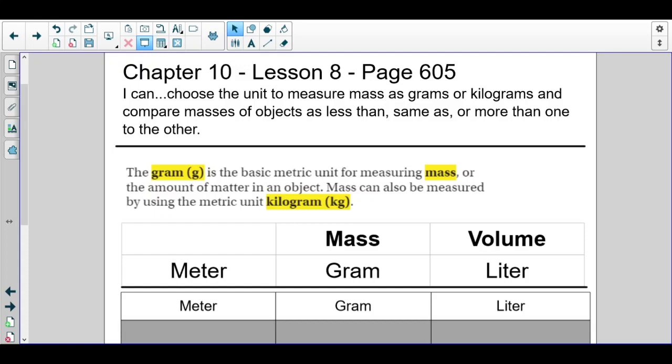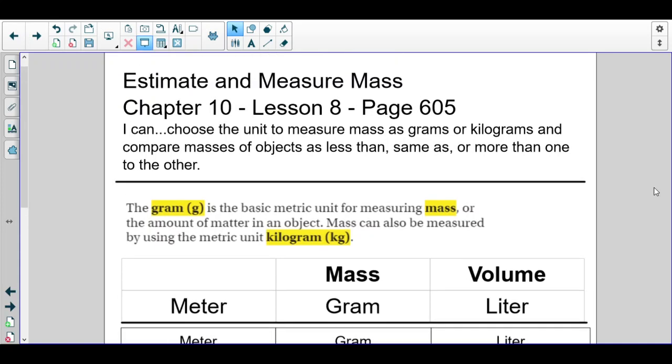All right, if you'd be so kind, please, as you turn to page 605. Page 605 in your Volume 2 Go Math book, Chapter 10, Lesson 8. We are looking at estimate and measure mass. And kind of like what we did with the previous lesson, we're going to take our own path on this, not necessarily doing a lot of what was in the book.